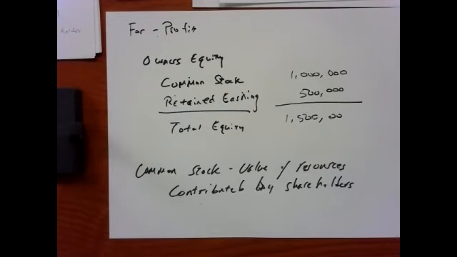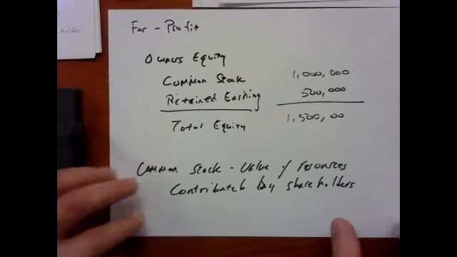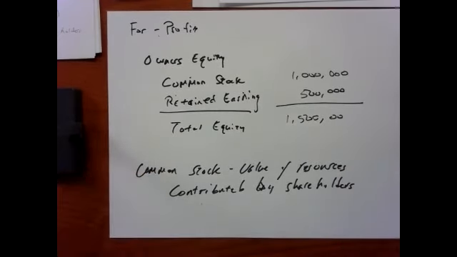There are two lines on a for-profit statement of owner's equity. It can be more complicated than this, but in our simplified world, there are going to be 2 lines. There's going to be a common stock line and a retained earnings line. The common stock line increases based on contributions by the shareholders. The retained earnings line increases as you make the decision to retain earnings. Okay? So that would be the complete for-profit statement.